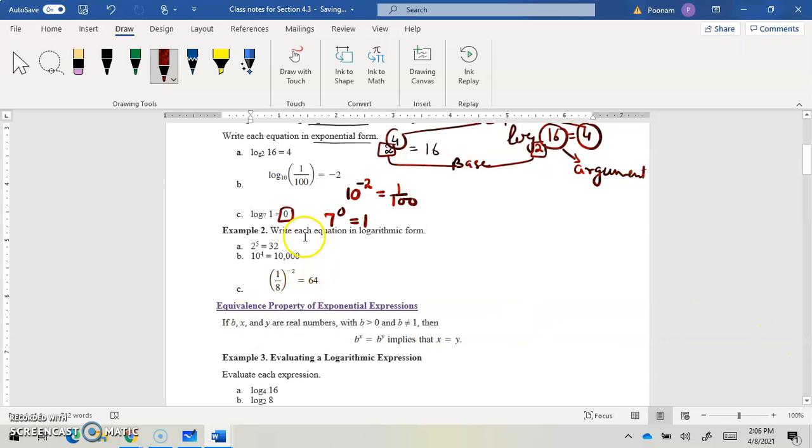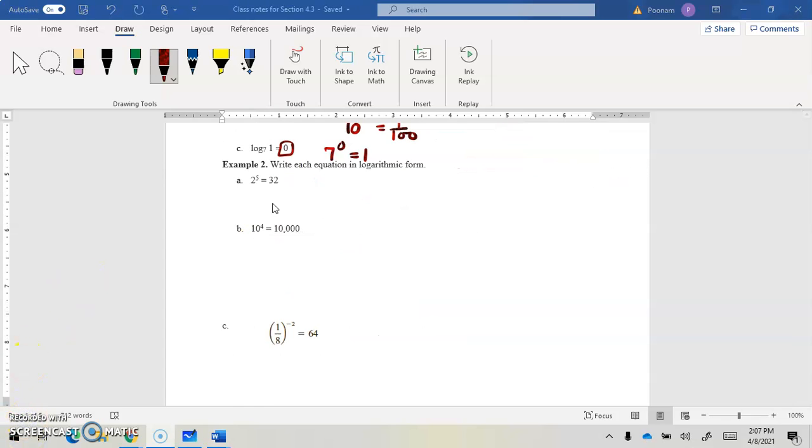Example 2 is, on the other hand, to write each equation in logarithmic form. We have some exponential equations, and we have to write them in logarithmic form. So question number 2, we have 2 raised to power 5 is equal to 32. You need to understand that the base here is 2, so the log's base will also be 2. 2 should be raised to 5 to get 32. So we can say log of 32 with base 2 is 5.